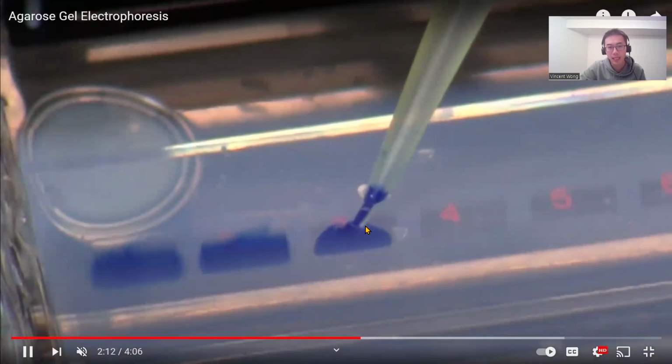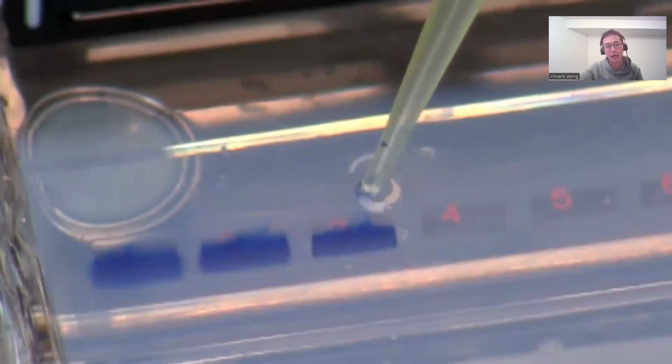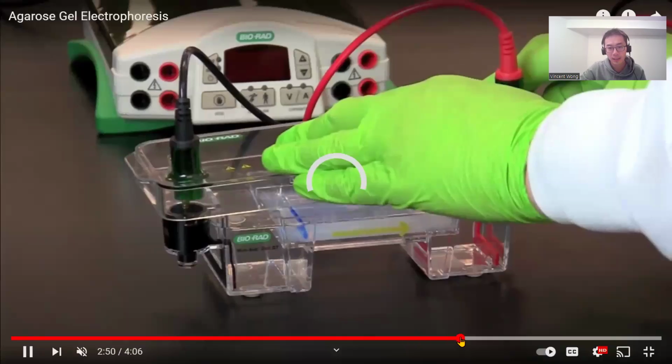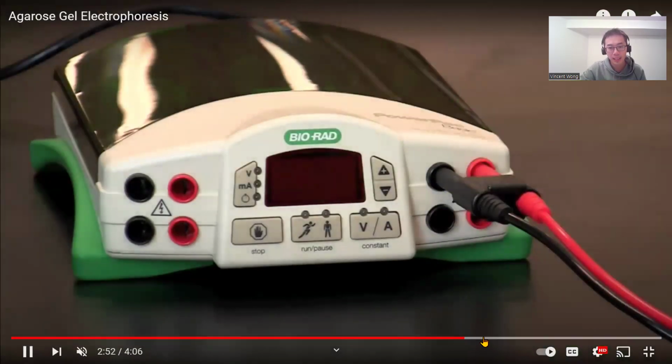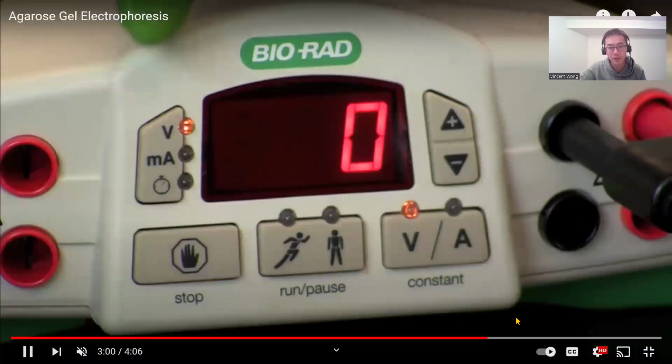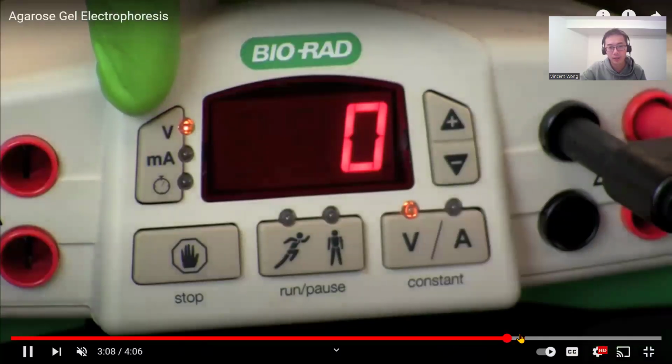If you don't have the blue dye, then again, all of it is just going to swoosh out of the gel, and it's going to be lost in the buffer solution. Okay. So then you close the lid, you plug it in, you set the voltage, and then you set the time.